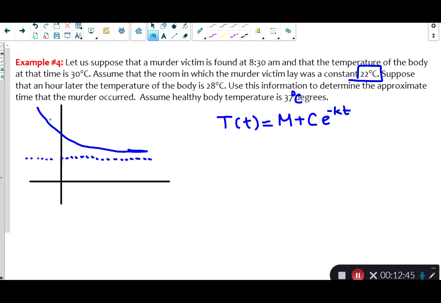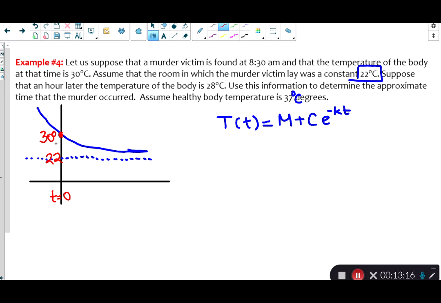So eventually the body will be same temperature as the surrounding medium. In this case, it's the room that it's in, so it's 22 degrees. So eventually it will become 22 degrees. But at the moment when it was found, let's call that moment time equals 0, when the body was first discovered in the room. So that is the temperature when it was found, that was 30 degrees.